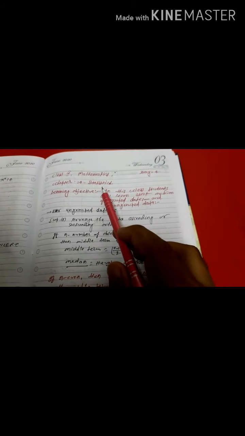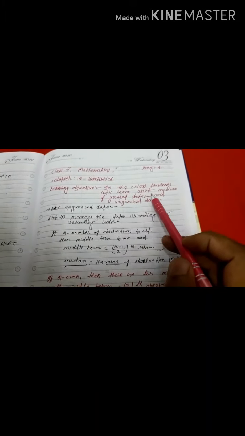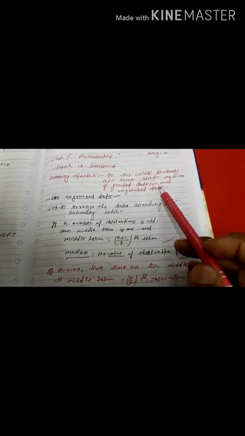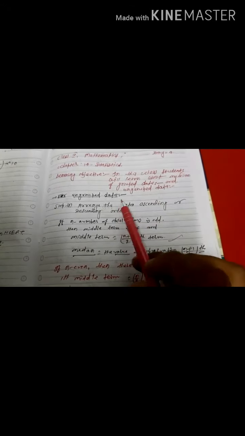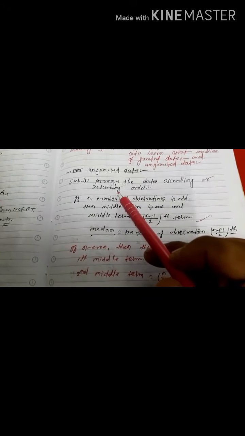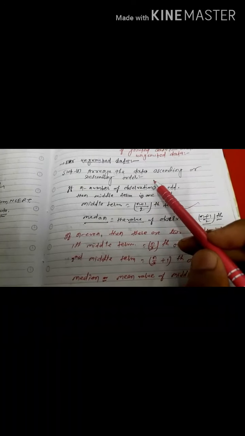We have to learn about chapter 14, Statistics. Today's learning objective is that in this class, students will learn about the median of grouped data and ungrouped data. Ungrouped data: first, arrange the data in ascending or descending order.